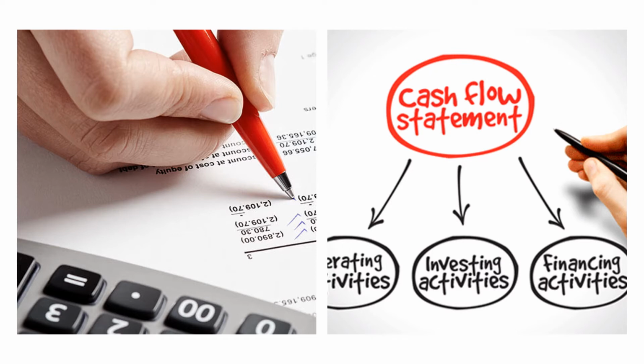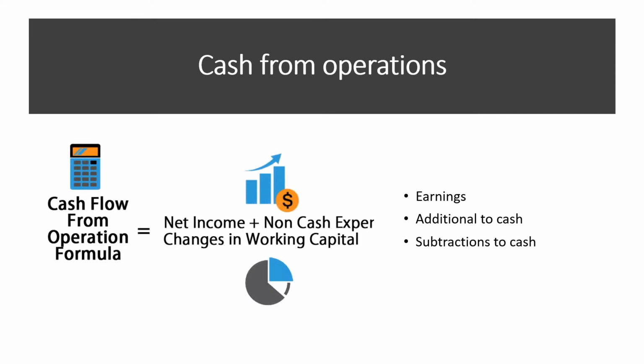You'll usually see data listed under the following categories. Cash from operations. The money generated by the company's normal business operations is shown here. Sometimes it may be further broken down into 1. Earnings. 2. Additions to cash. 3. Subtractions from cash. The figure is significant because it can indicate whether the company is able to make enough money to maintain and develop its operations, or if it has to rely on external financing.